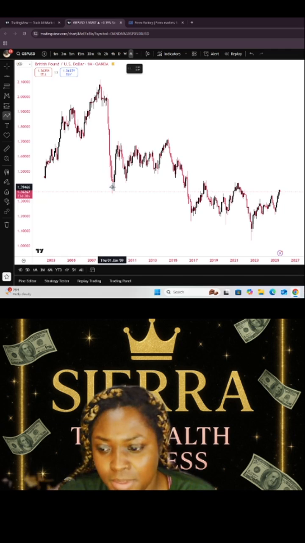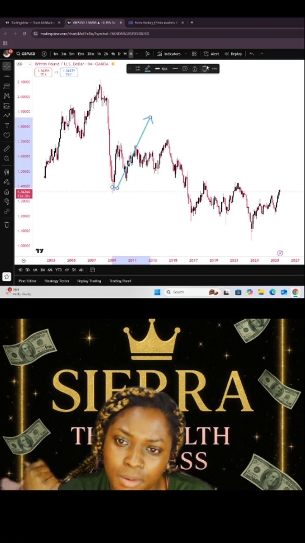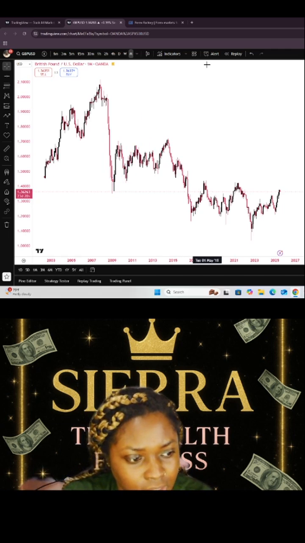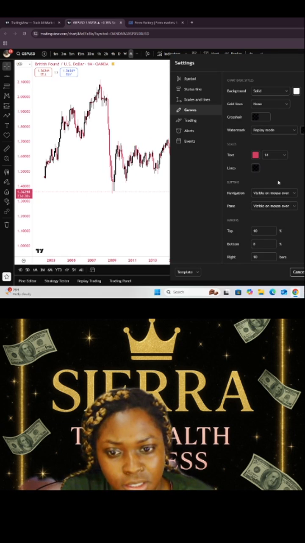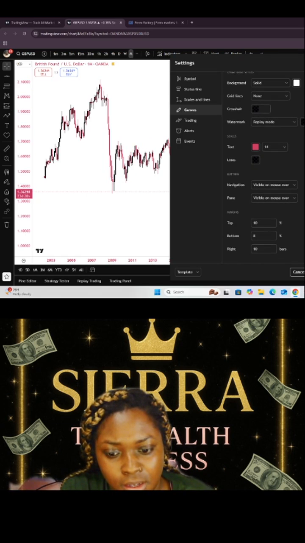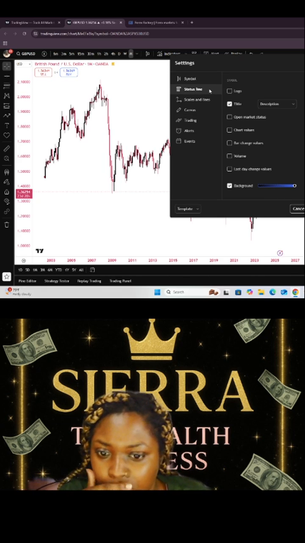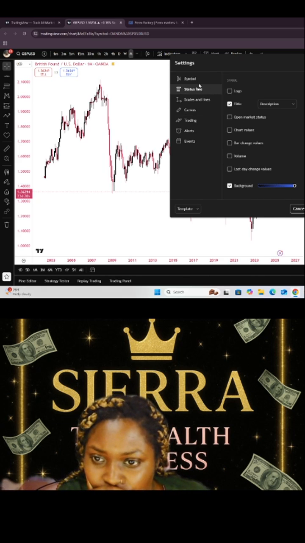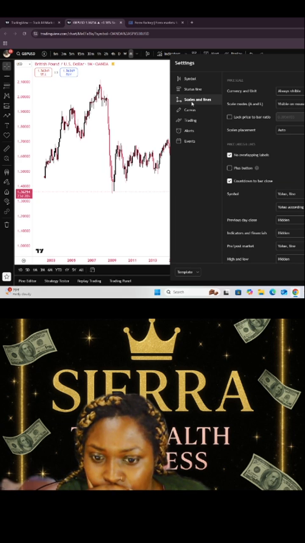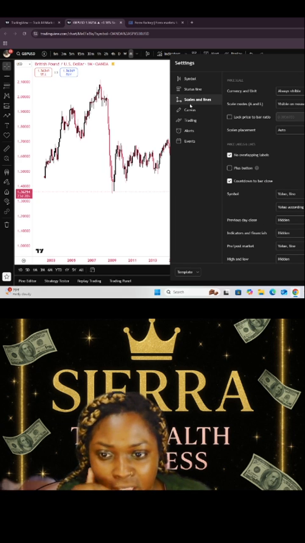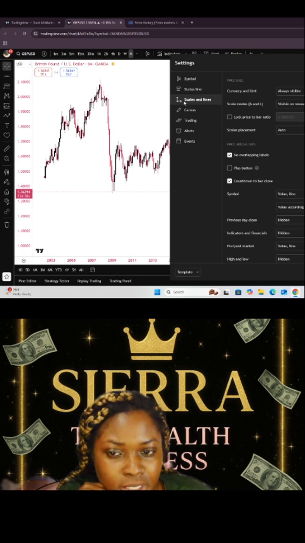How do you add the time thing? It's not on there automatically. Let's go to settings. Okay, here it is. Settings, scales and lines, and then count down to bar close.